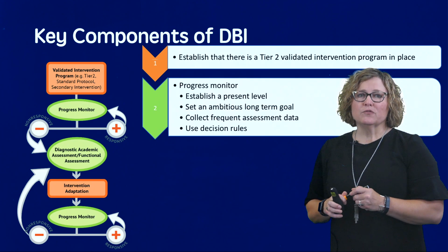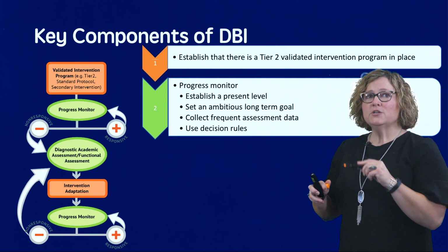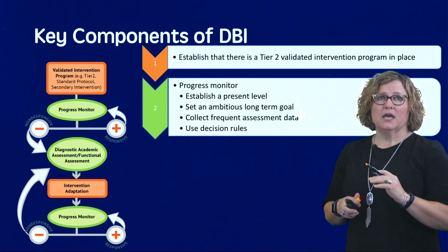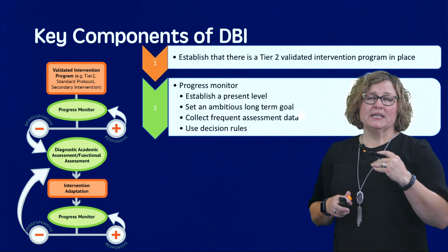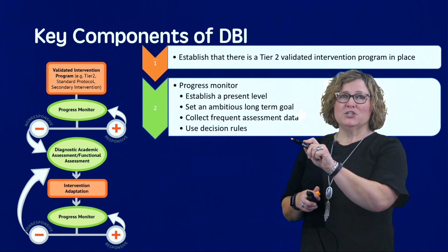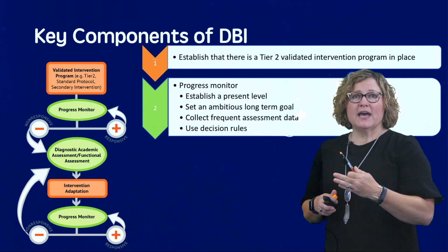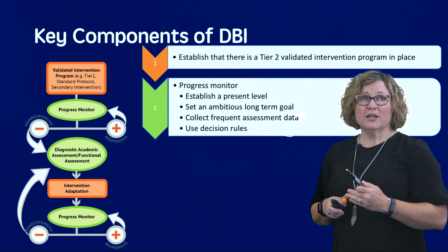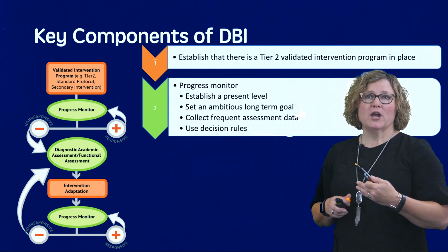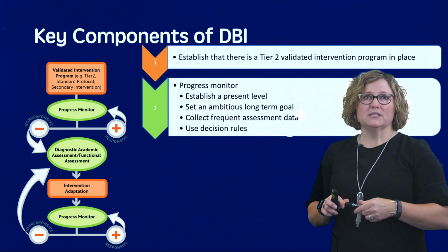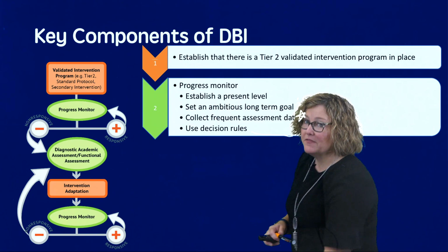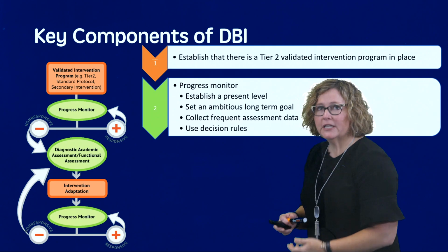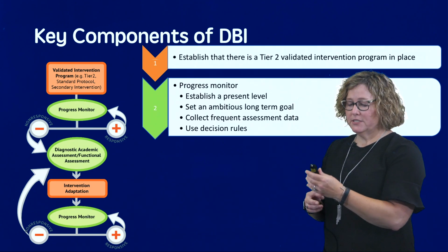Then we're going to be collecting frequent assessment data. And here's where we are right here. We're down here at this step right here. We're collecting frequent assessment data to graph that data, and then, most importantly, to use decision rules to look at that data, to determine whether the student is on track, and then, if the student's not on track, to actually make a change in instruction to help support that student in a more efficient and effective manner. So that step 2 is really thinking about progress monitoring for the student as part of that Tier 2 or secondary platform.